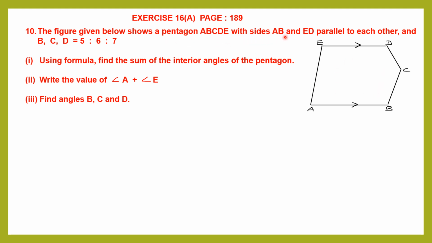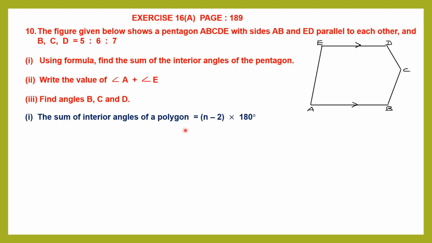Here it says sides AB and ED are parallel to each other. So these two sides are parallel to each other, and angles B, C and D are in the ratio of 5:6:7. Now we have to answer 3 questions. Using the formula, find the sum of the interior angles of the pentagon. So let's start with the first one.